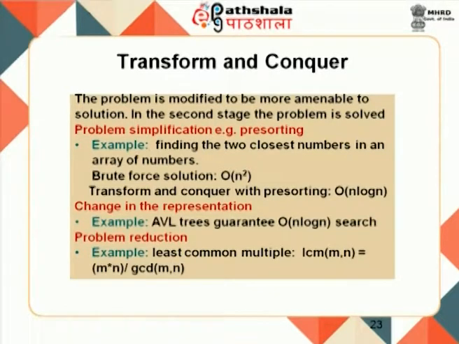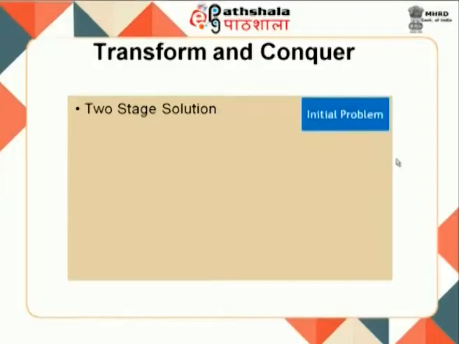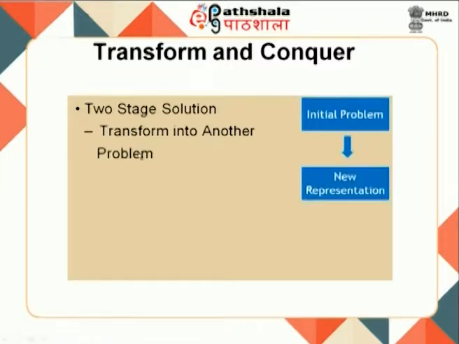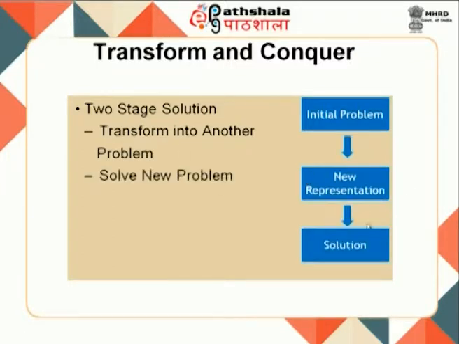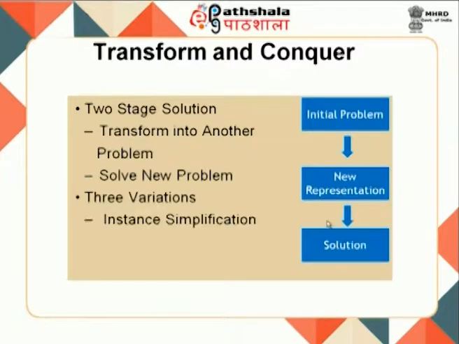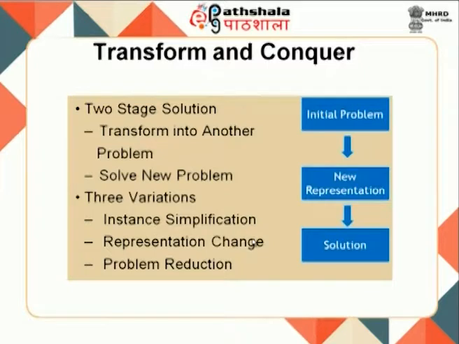These types of transformation of the input to help you solve the problem in a faster, better way are called transform and conquer. First, you did a pre-sorting so that you could solve the problem. The second one you represented differently. The third time you did a problem reduction. So you basically have the initial problem, you transform it into another problem with a new representation, and solve the new problem. There are 3 variations: instance simplification, representation change and problem reduction, which you already saw.